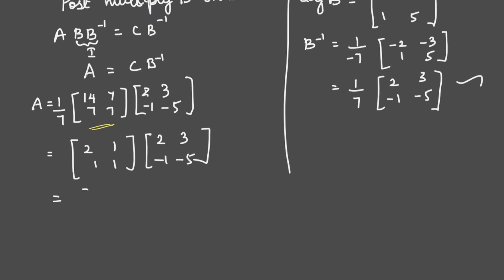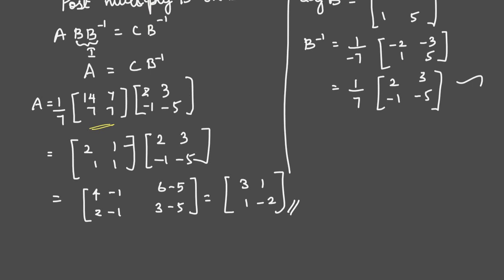Now this is equal to: first row first column, we multiply 2 into 2, 4, plus 1 into minus 1, so we get 4 minus 1. First row second column, we get 6 minus 5. Second row first column, 2 minus 1. Second row second column, 3 minus 5. Now this is equal to 3, 1, 1, minus 2. This is the value of the A matrix.